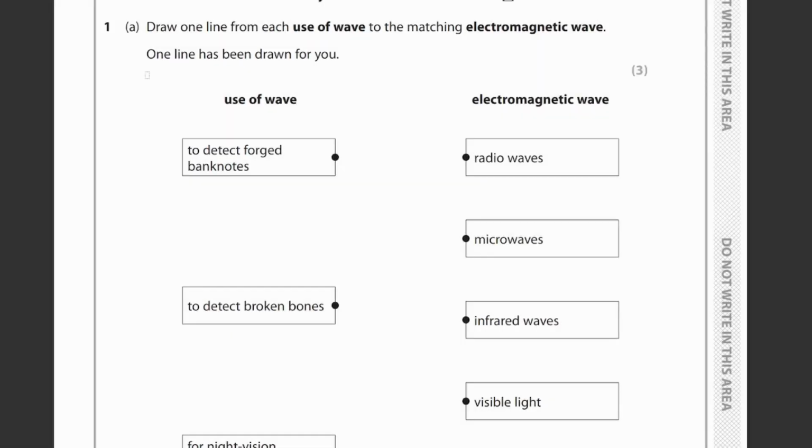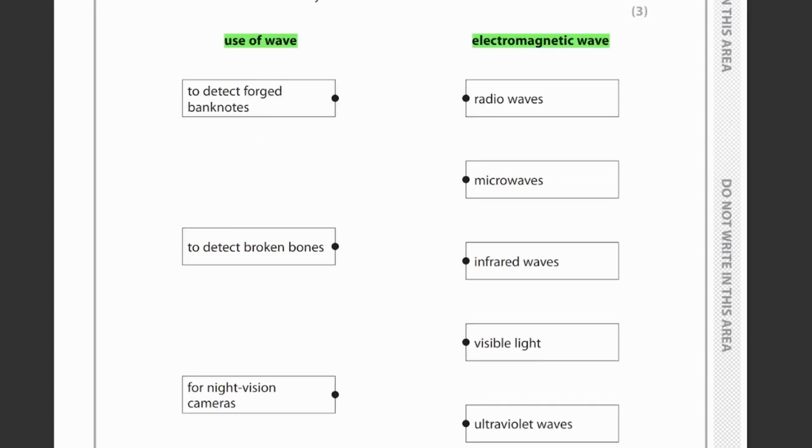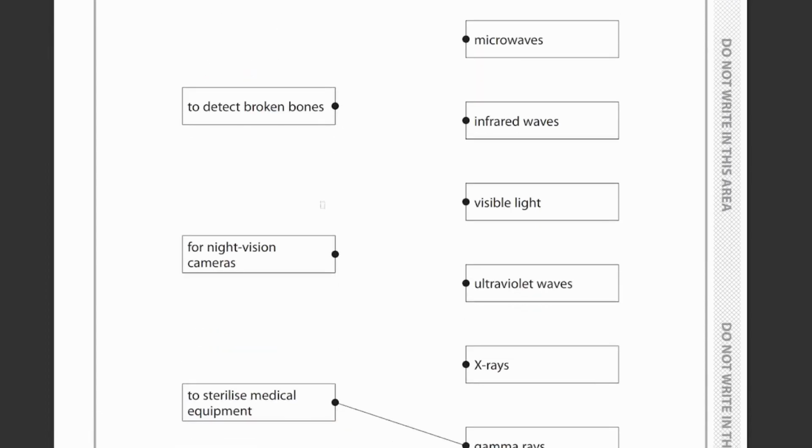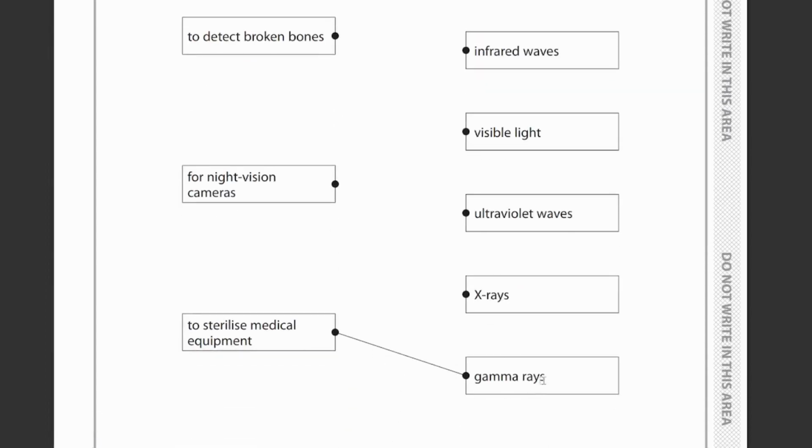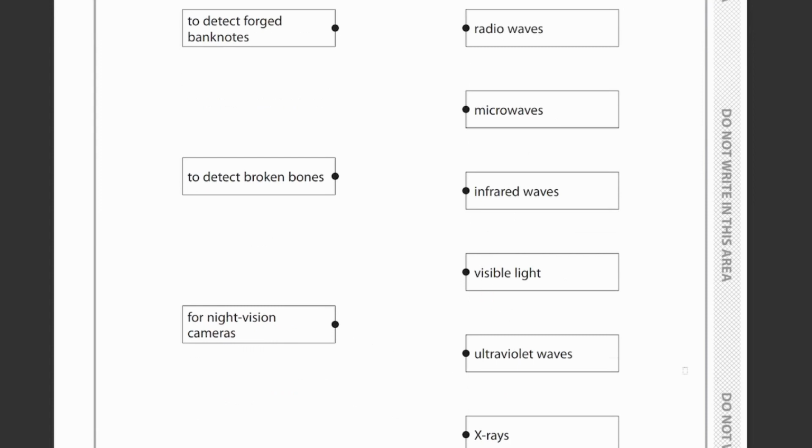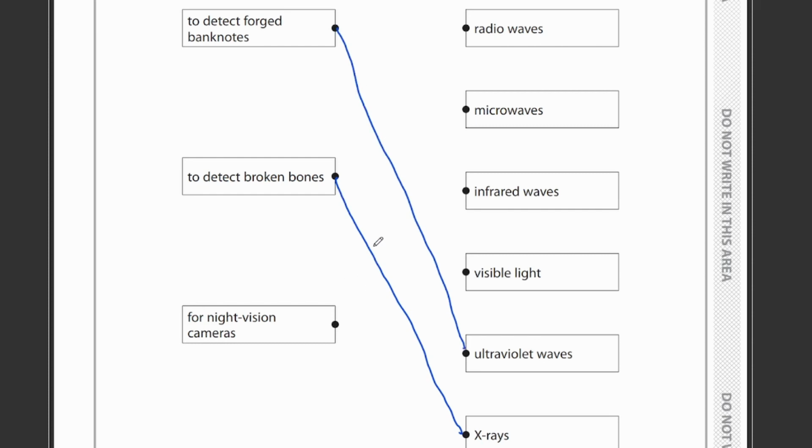Question 1. Draw one line for each use of wave to the matching electromagnetic wave. Here they have given you two columns, use of wave and the electromagnetic wave. As you can see, they have given three different uses. The fourth, they have already labeled it to gamma waves. So let's fill in the rest of them. Out of these three uses, the easiest is to detect broken bones. That would be the X-rays. The wave that is used to detect forged banknotes is ultraviolet, and the one that is used for night vision cameras is infrared waves.